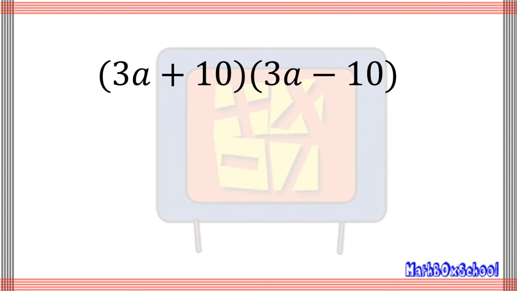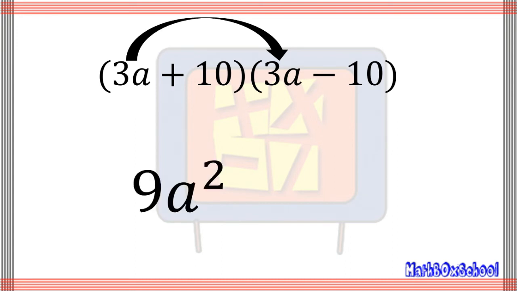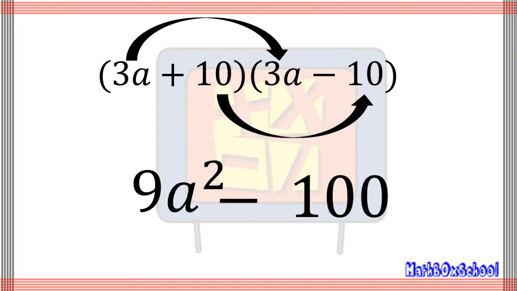So again, all you need to do is just multiply the first term. 3a times 3a, that is 9a squared, minus 10 times 10, 100. So the answer will be 9a squared minus 100.